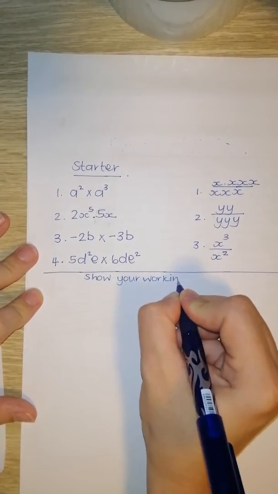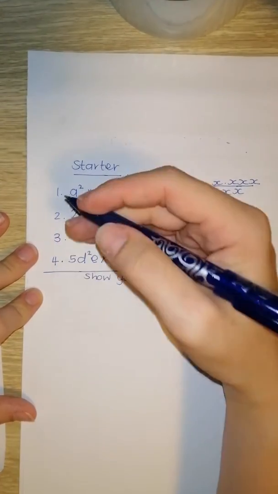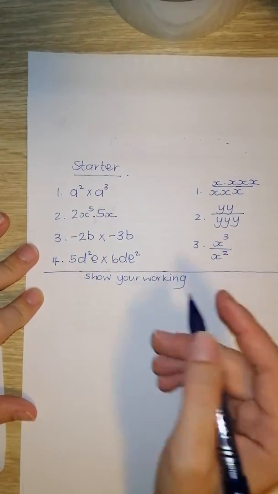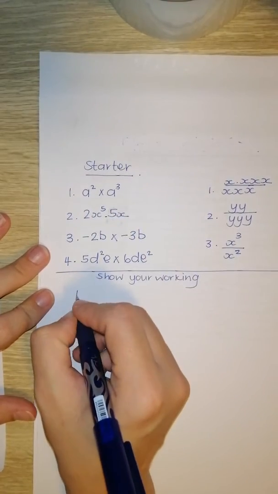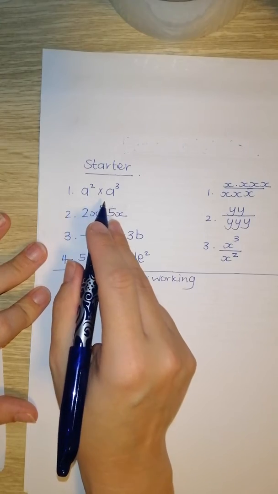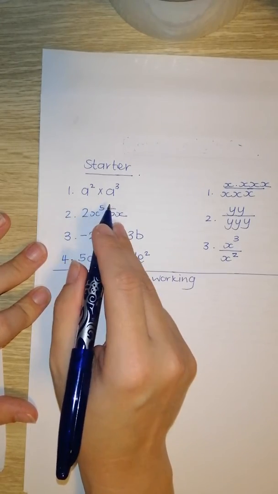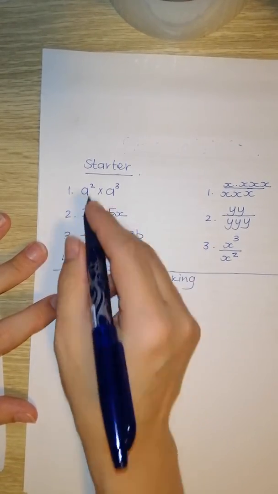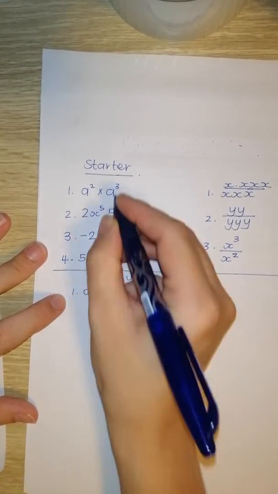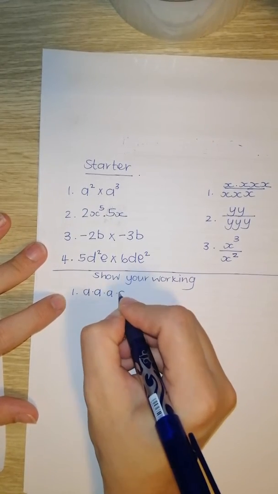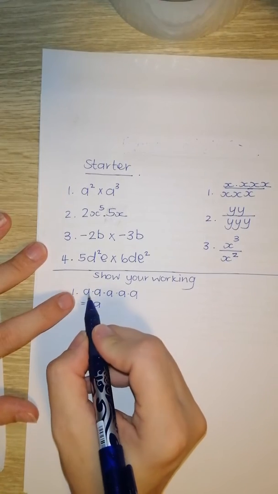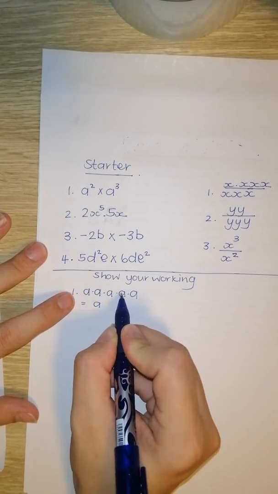And the layout of your work should always be the equal signs underneath each other instead of having a number sentence that way. So for question number 1, I'm going to write it in expanded form so that we can go over the basics of multiplying with letters. So a squared would be a times a, to the power of 3 would be a times a times a. And if I simplify that, that would be a to the power of 5.